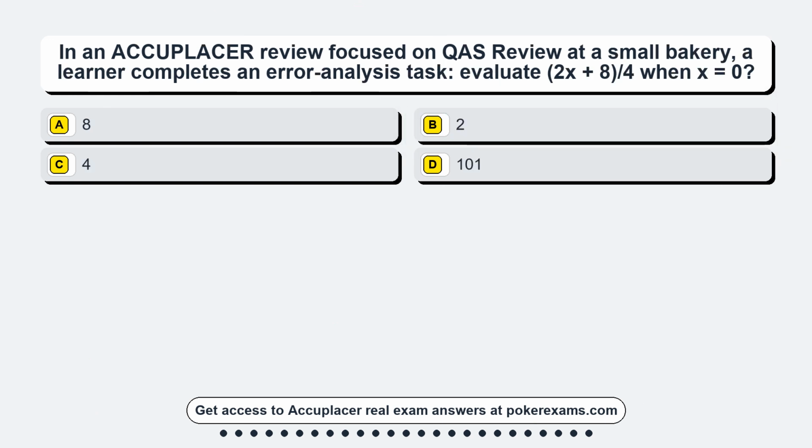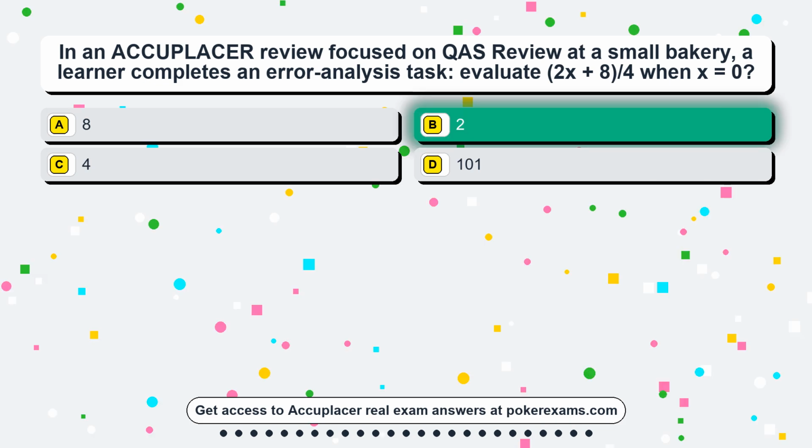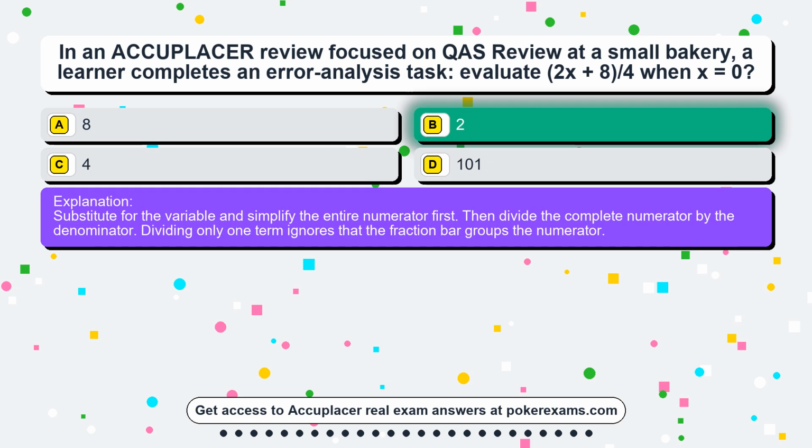Question 2. In an ACCUPLACER review focused on QAS review at a small bakery, a learner completes an error-analysis task. Evaluate (2x + 8) / 4 when x equals 0. Option A, 8. Option B, 2. Option C, 4. Option D, 101. The correct answer is option B, 2. Substitute for the variable and simplify the entire numerator first. Then divide the complete numerator by the denominator. Dividing only one term ignores that the fraction bar groups the numerator.